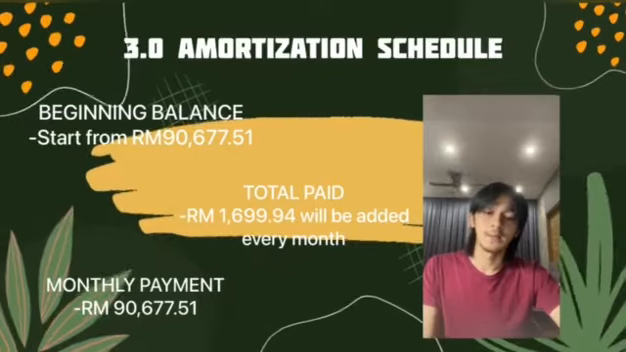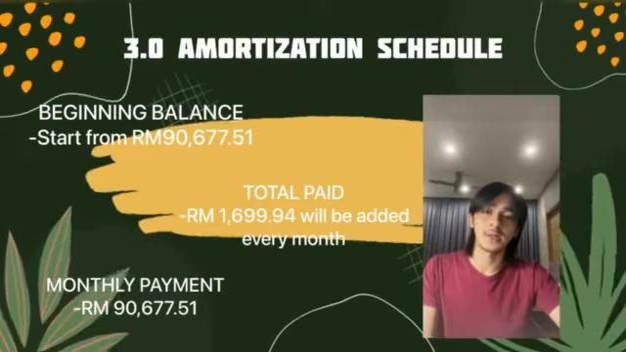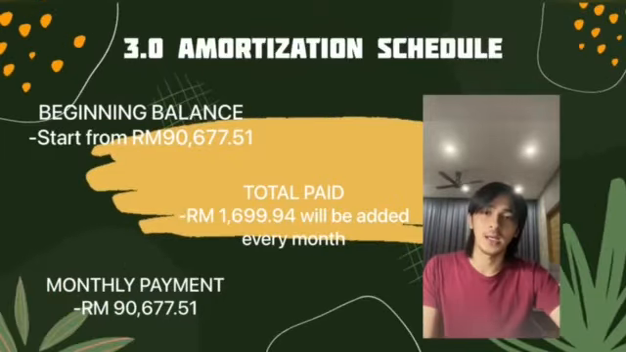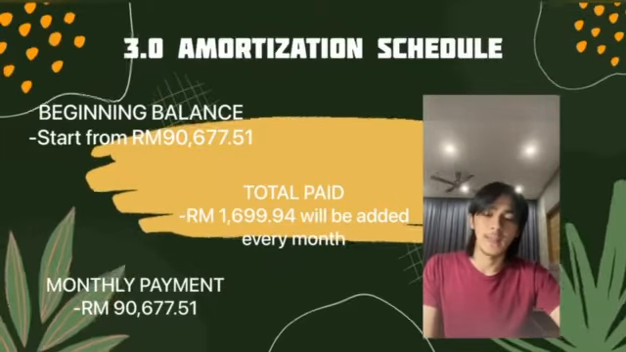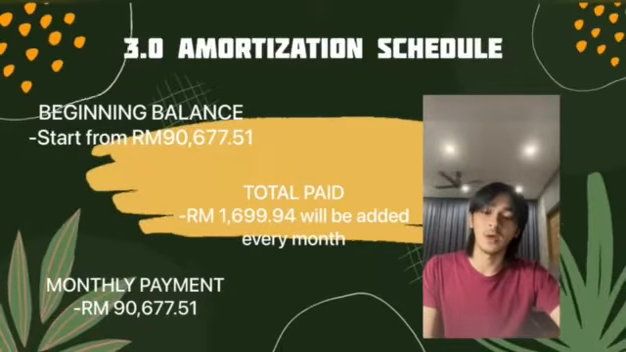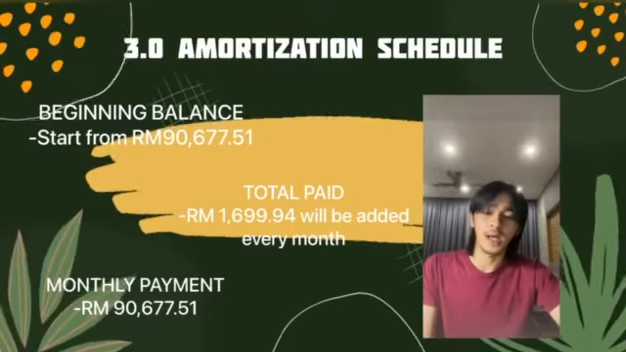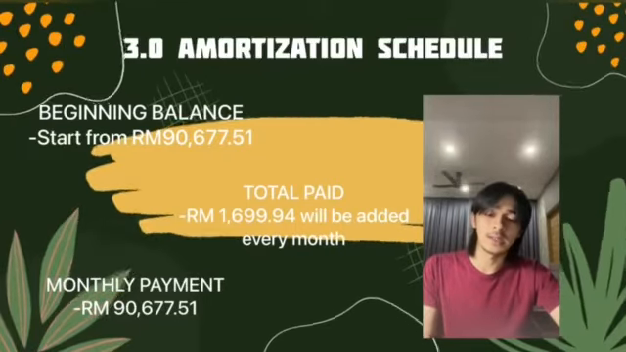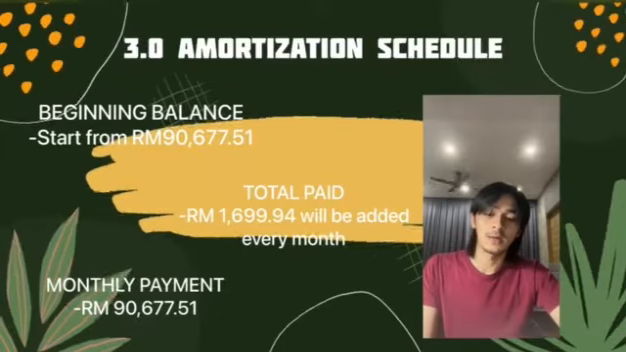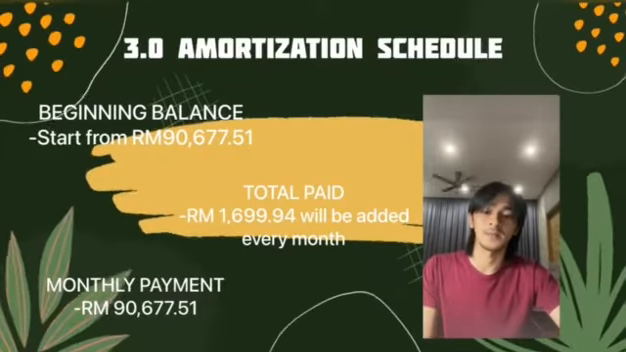First, list the beginning balance in the first column, which starts from 86,878 ringgit and 51 cents. Next, the monthly payment is a fixed amount, whereas we need to pay 1,600 a month. And the total paid will increase month by month by 1,006 ringgit for each month.